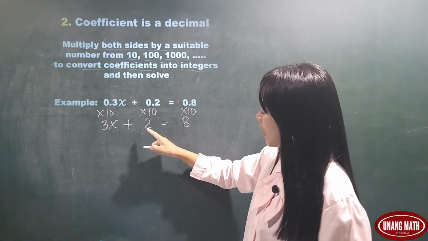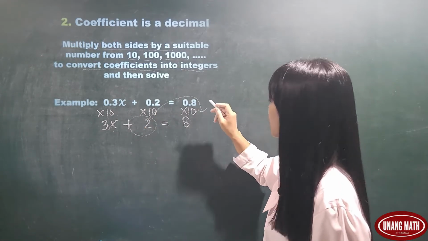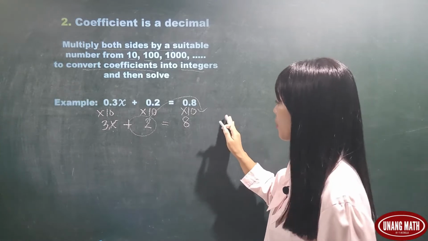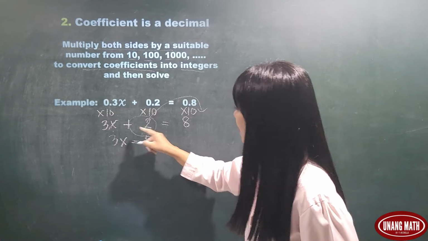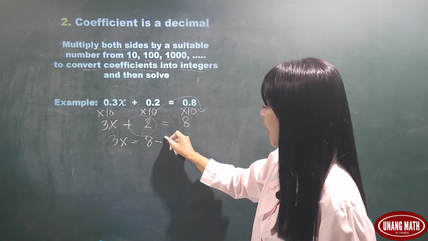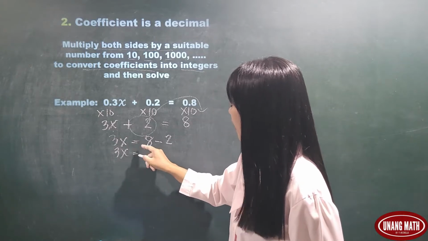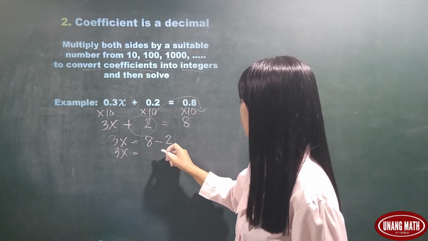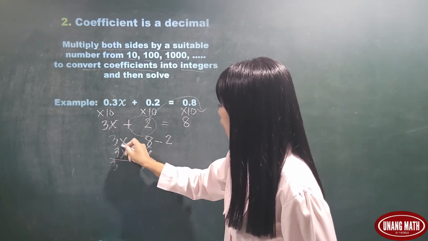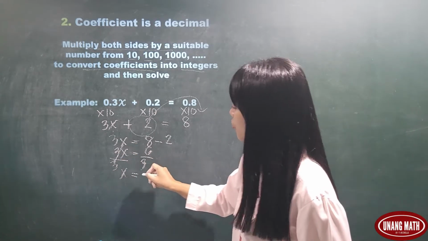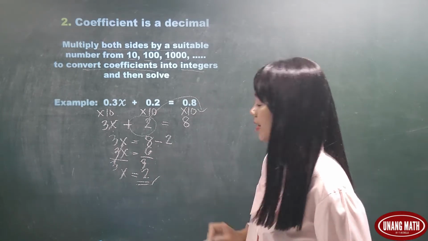So what we can do next is move positive 2 to the right side of the equation. So 3x is equal to 8. Since this is positive, it becomes negative. So minus 2. Okay, let's simplify. 3x is equal to 8 minus 2 is 6. Divide both sides by 3. So the value of x, or the solution to this problem, is 6 divided by 3. So the answer is 2.